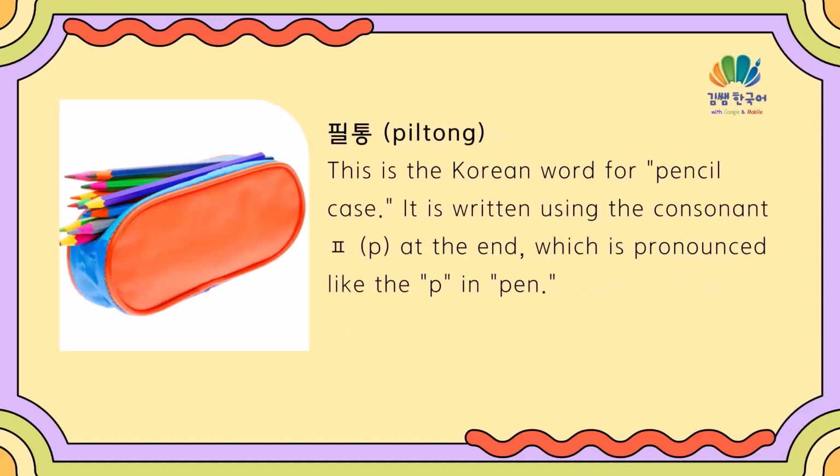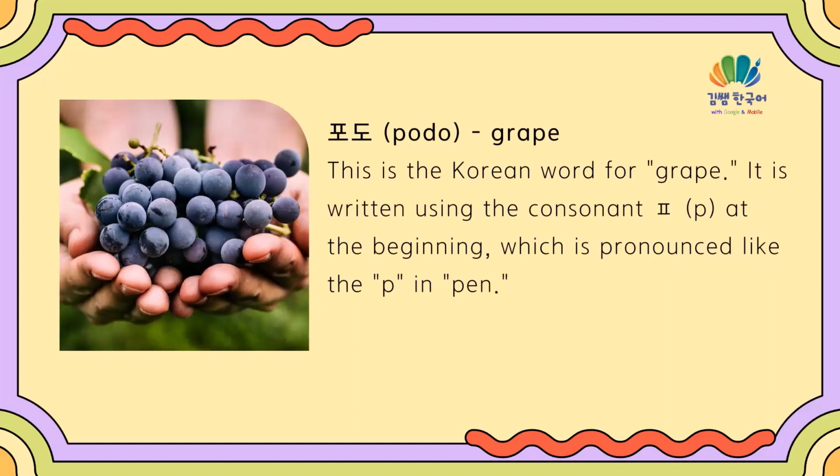In pen, 필통, this is the Korean word for pencil case. It is written using the consonant P, P, at the beginning, which is pronounced like the P. In pen, 포도, this is the Korean word for grape. It is written using the consonant P, P, at the beginning, which is pronounced like the P.